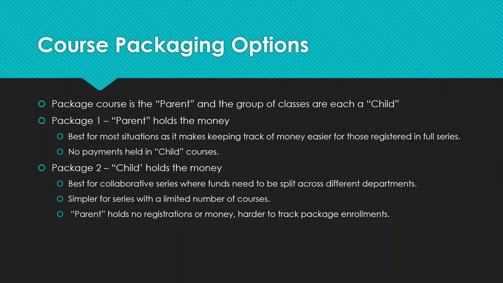Now in package two, the child holds the money, which is a little bit of an interesting way of doing things. There's certain uses for it. It's best for collaborative series where funds need to be split across different departments, because as you know, in each course you can only more or less have one account or fund that you're depositing money into. So if it's a cross collaboration and it's a series, it might be better to do package two. It's also a little simpler for series with a limited number of courses. And the parent in this case holds no registrations or money, so it makes it a little harder to track the number of people that are registered in the package itself.